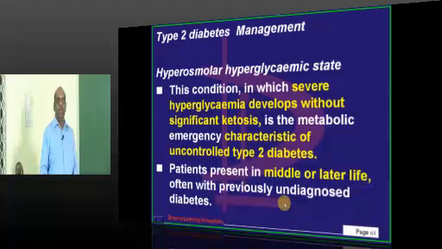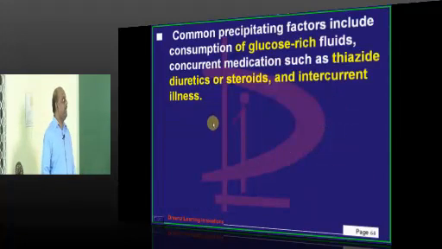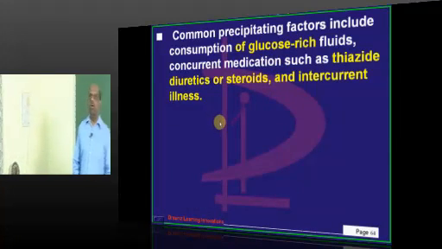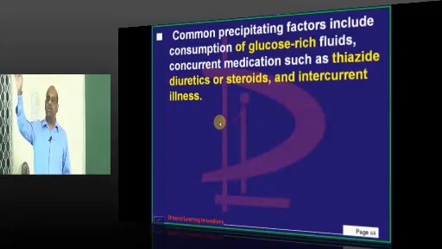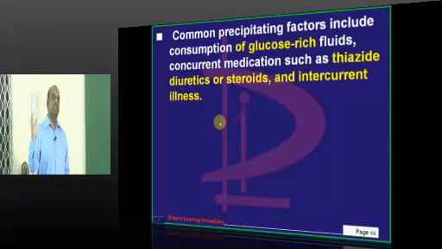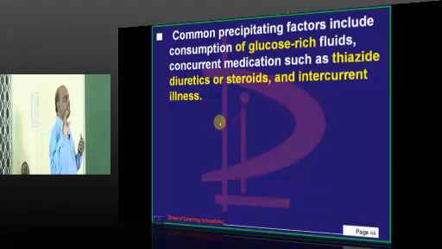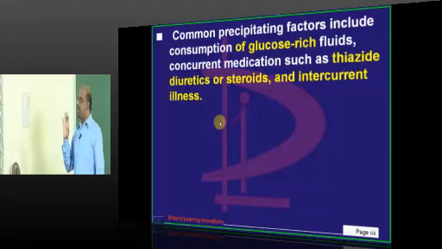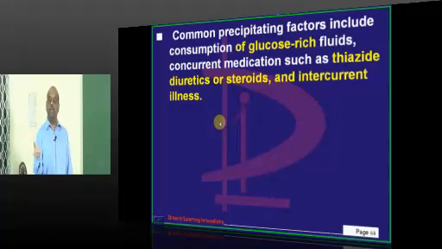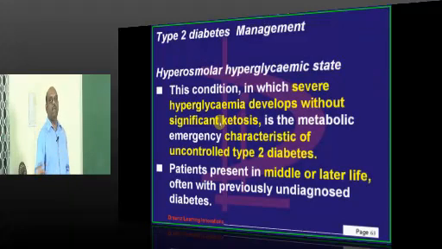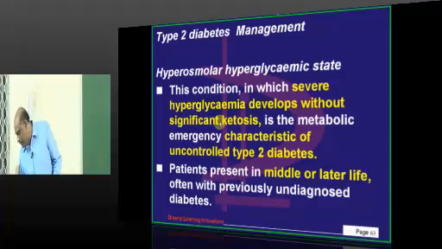Typically, it presents in the middle to later part of life. A good number of times when a patient of type 2 diabetes is admitted for some other reason, for malaria or diarrhea, he is receiving a lot of glucose-rich fluids like 5% dextrose. Or suppose he is a type 2 diabetic on antihypertensive therapy with thiazides, or he is receiving steroids, or there is an intercurrent illness, then the hyperglycemia can be severe enough to lead to a hyperosmolar hyperglycemic state. That is what needs to be remembered.